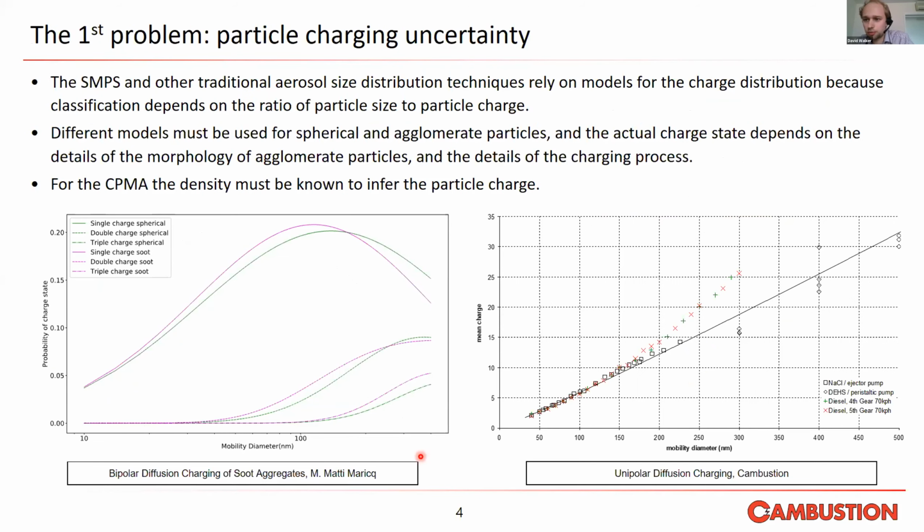This leads us to a number of problems, which I'm going to address and talk you through. The first one is how you get the charges onto the particles, and the uncertainty in doing that. So these graphs show a couple of different ways. We've got a bipolar charge distribution here, which shows different charging for different morphologies. And depending on how you charge, whether it's X-ray, radioactive, or some sort of unipolar diffusion charging, you'll put different numbers of charges on the particles. And if you don't know that, you'll get the wrong answer.